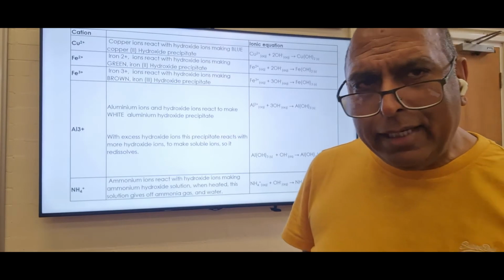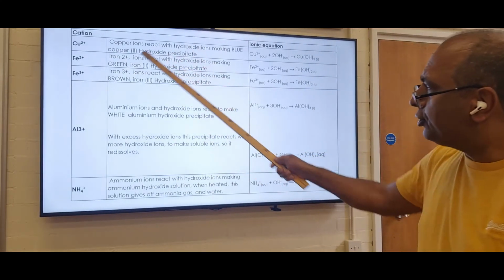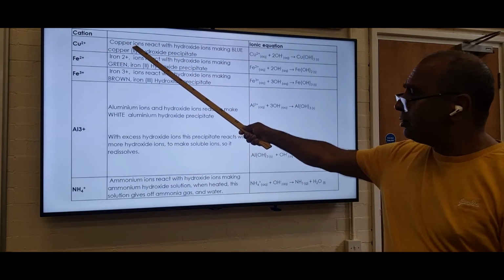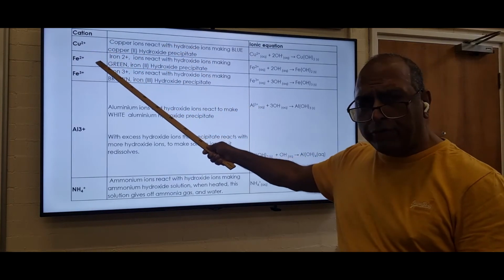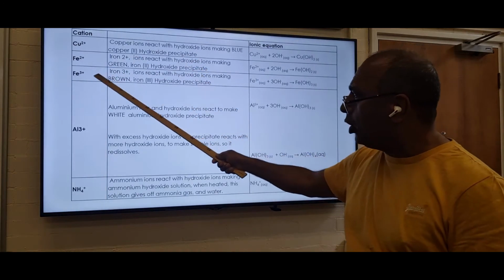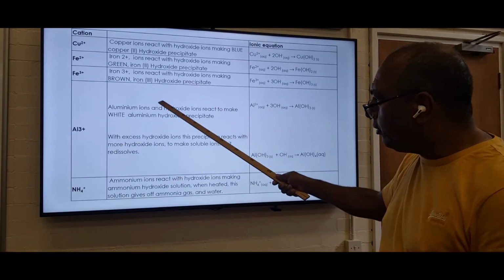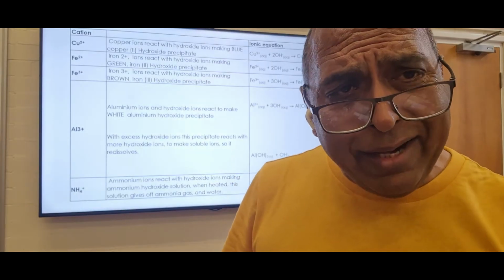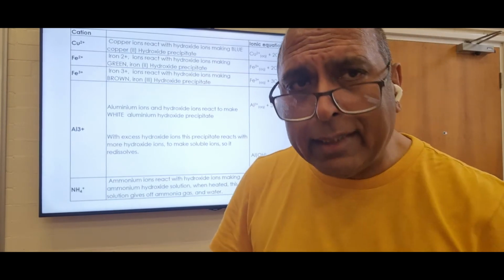Finally, you need to know what's going on precisely. So I want you to know with copper ions, the copper ions react with hydroxide ions. With iron 2 ions, the iron 2 plus ions react with hydroxide ions. With iron 3, they react with hydroxide ions. With aluminium, they react with hydroxide ions. With ammonium, they react with the hydroxide ions. So fundamentally, you add sodium hydroxide because you're looking at the reaction with hydroxide ions.